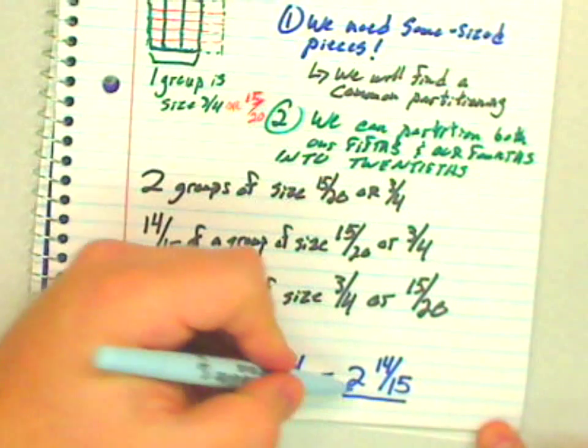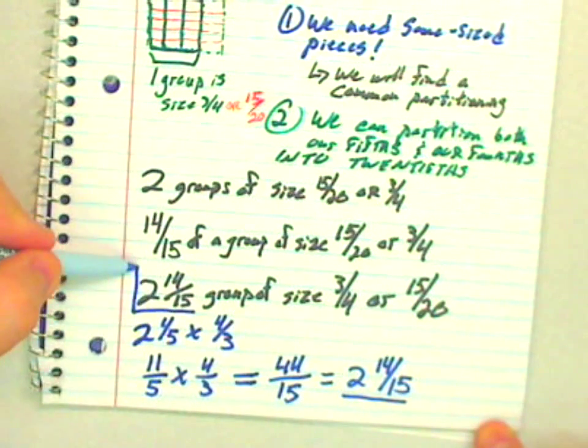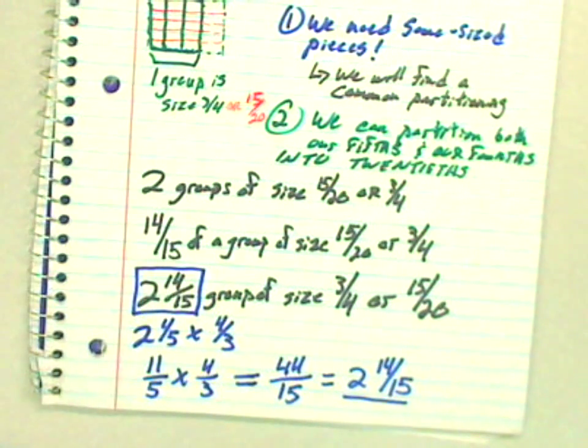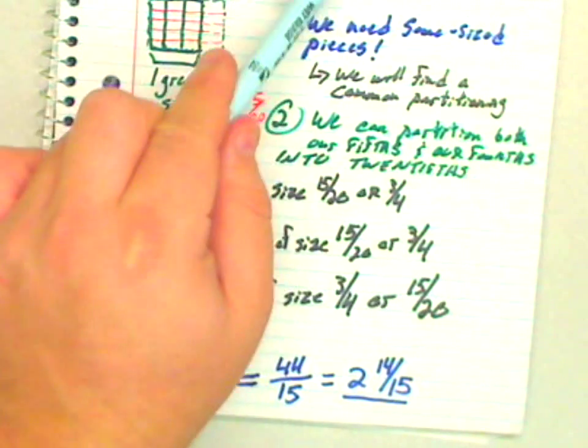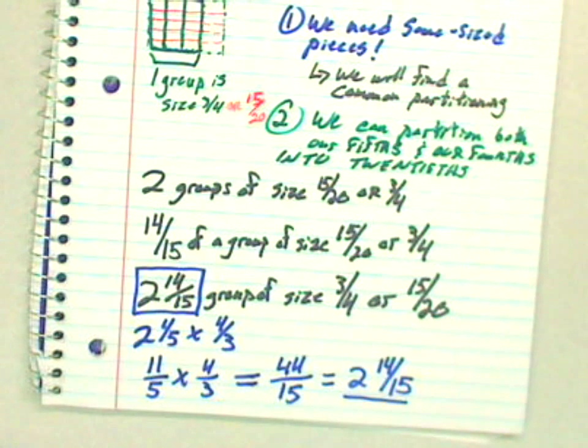As you can easily see, this quantity is exactly what we ended up with here. The difference is, here, you probably couldn't tell me what this unit is. 2 and 14/15 what? What does this quantity mean? Here it's very clear that we've made this many groups of this size. That's what our job was. We made this many groups of this size. It comes out very clearly and easily.